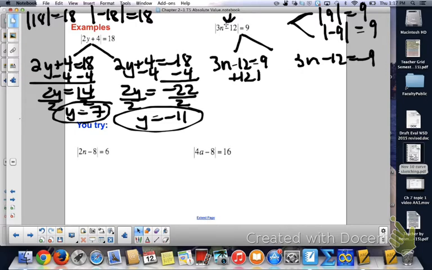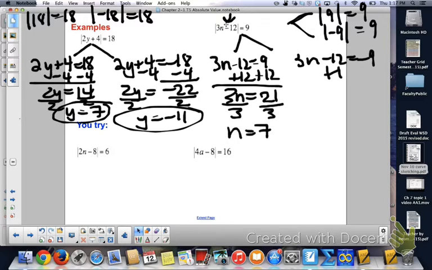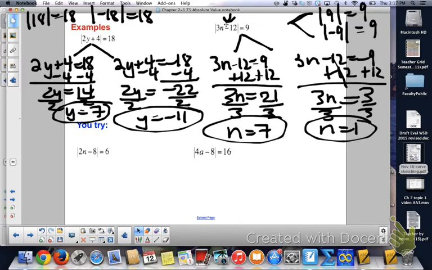So we add 12. 9 plus 12 is 21. And then divide by 3, so n equals 7. On this side, add 12. And then divide by 3, you get n equals 1. Okay, so there were two more examples.